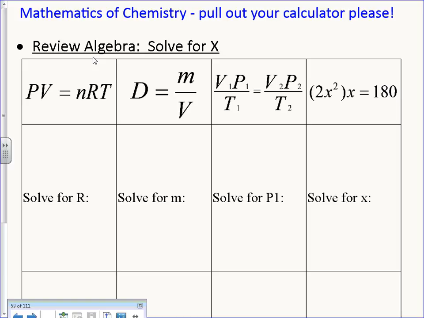Now, if I wanted you to solve for R, somebody tell me how you would do that. You don't have to write this down if you don't want to. Raise your hand. How'd you solve for R? Wouldn't you just take the n and the t to the other side by dividing by n and t? Good. Divide by n and t on this side. They cancel because they're on top and bottom of the fraction. So note, if something's the same on the top and the bottom of a fraction, they cancel, leaving R over here and PV over nT on this side. So simple, right? Thumbs up, you got that.